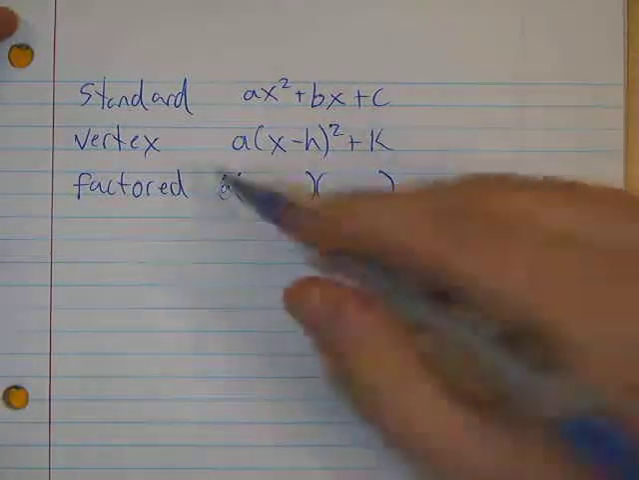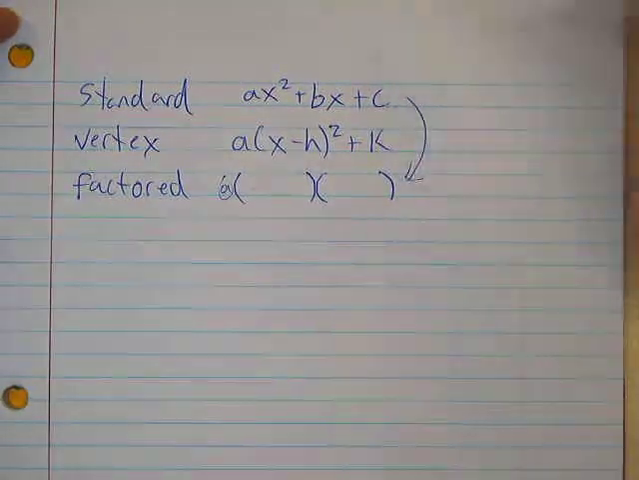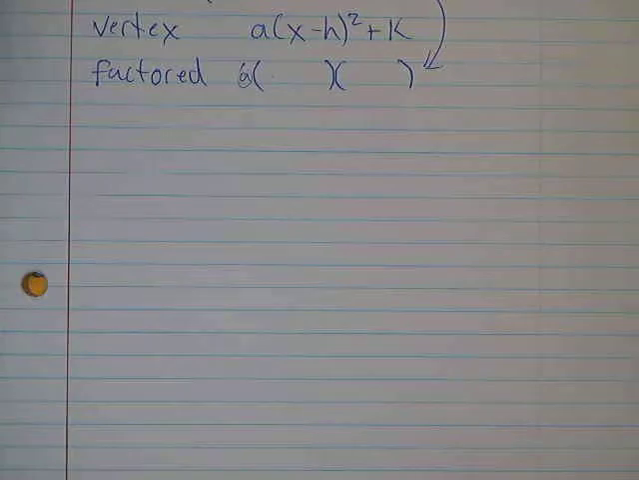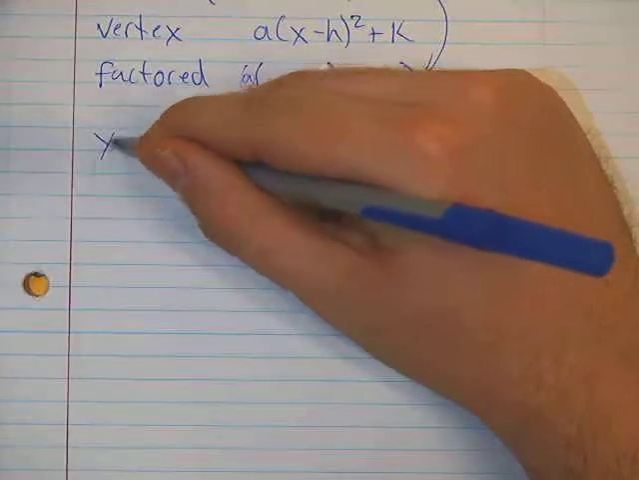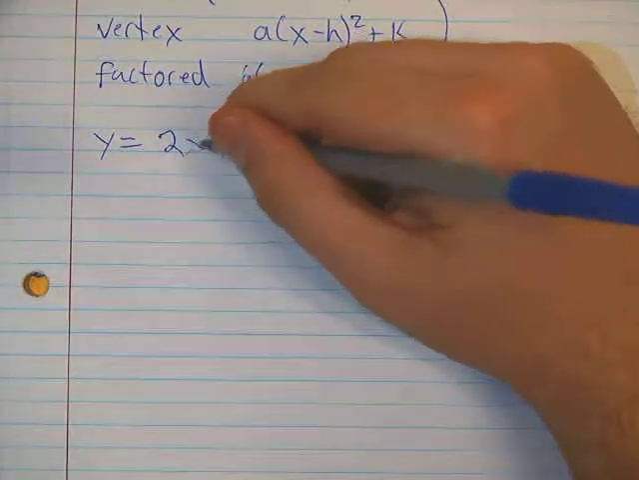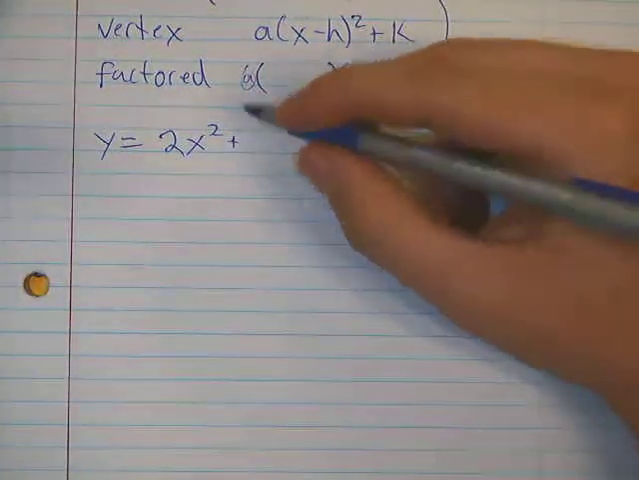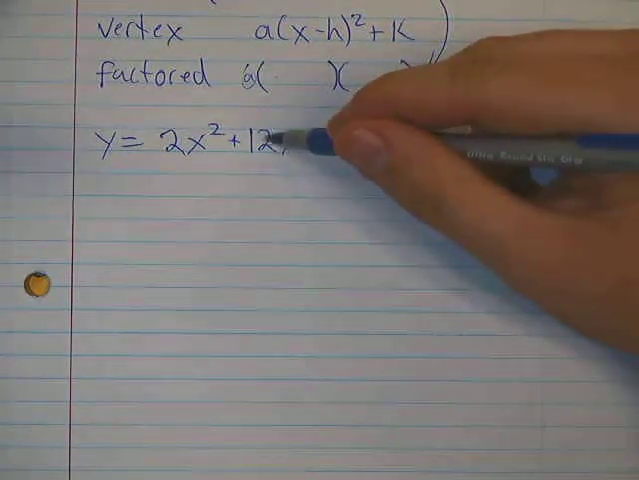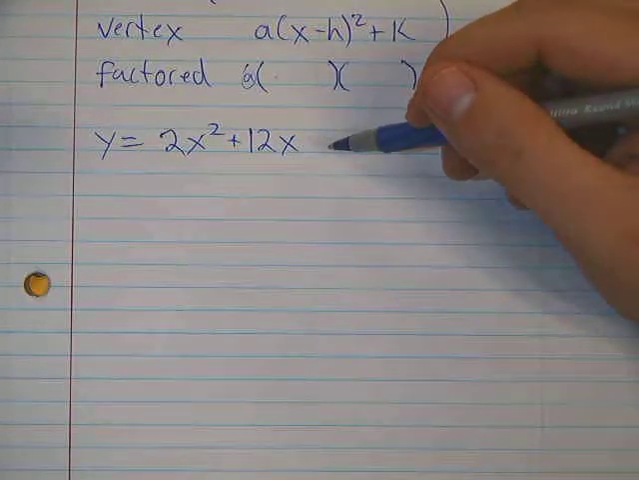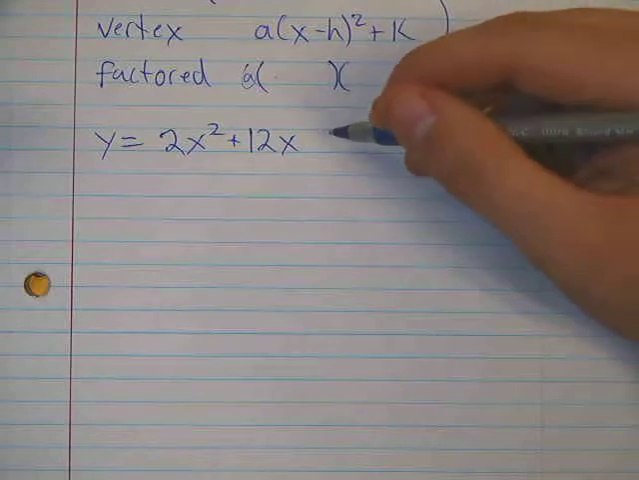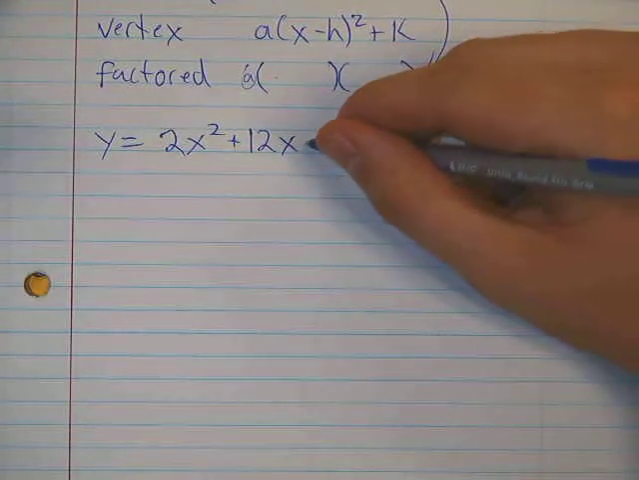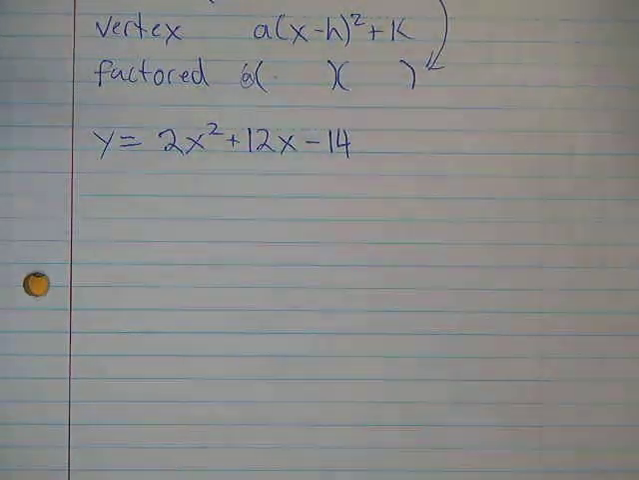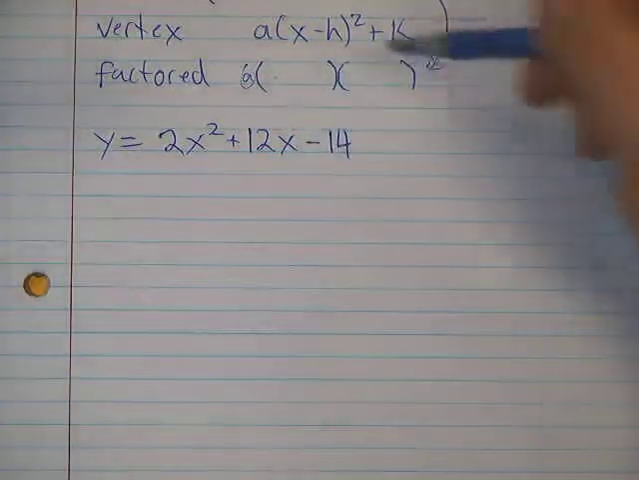This video is about going from standard form to factored form. My next video will talk about going from standard to vertex. So, to go from standard form to factored form, first we need a quadratic. Let's go with y equals 2x squared plus 12x, and let's see, what do I want that to turn into? Let's go with minus 14. This one hopefully will work out rather nicely.